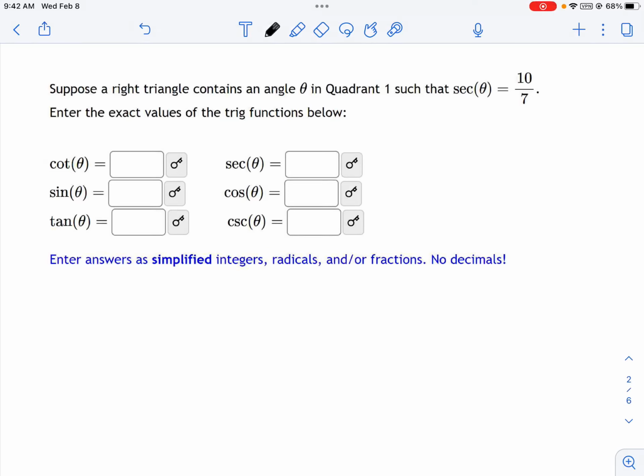Hello and welcome. So we're going to do some right triangle trig. Let's dive right into it. So it says, suppose we have a right triangle that contains the angle theta in quadrant 1 such that the secant of theta is 10/7. Enter the exact values of the trig functions below.